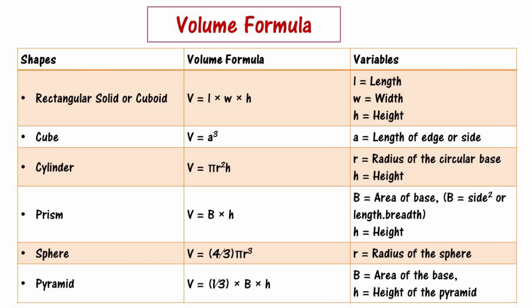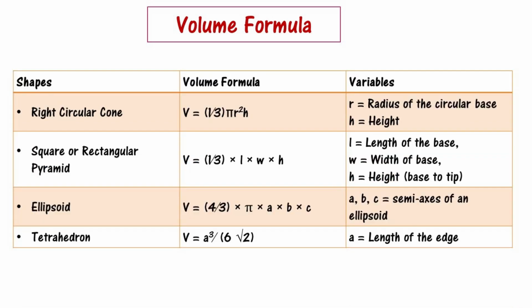Now what is the volume of the pyramid? 1/3 × B × h, where B stands for area of the base and h for height of the pyramid. Now comes the right circular cone. That is volume = 1/3 π r² h, where r is radius of the circular base and h is height. Now comes square or rectangular pyramid.